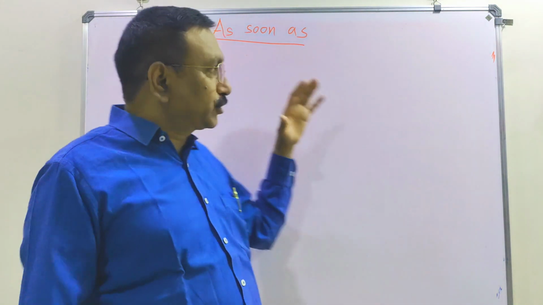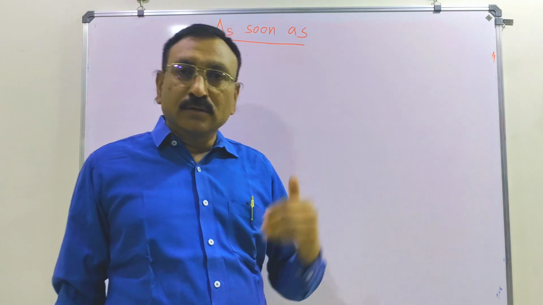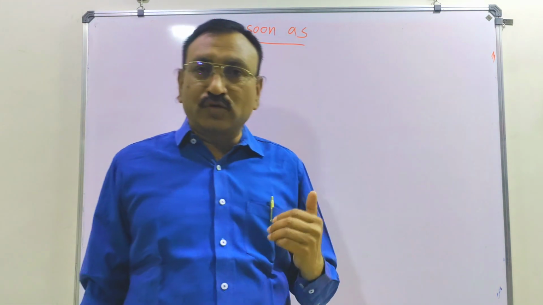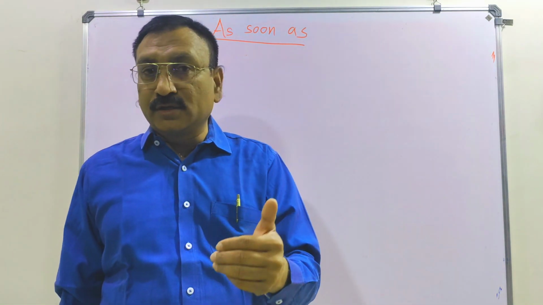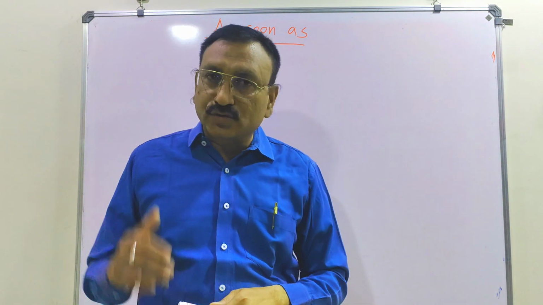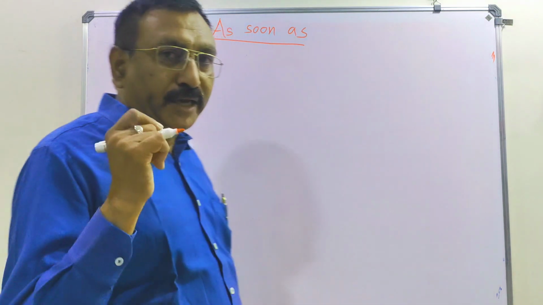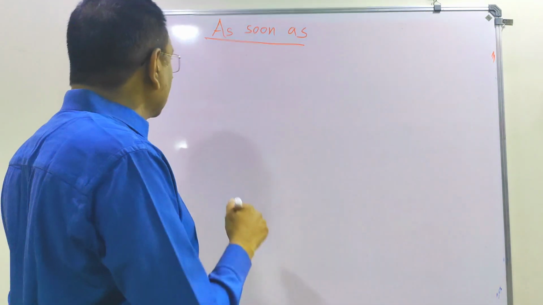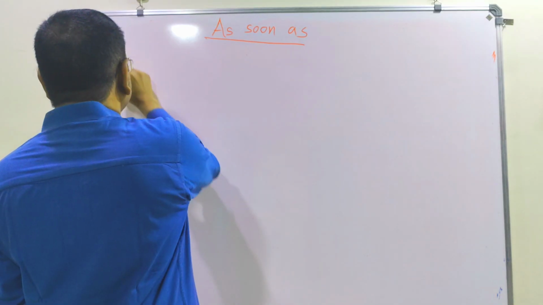Students, I will explain the replacement of "as soon as" with another conjunction with the help of a sentence, with the help of an example. I write a sentence on the board. Let us look at the board.